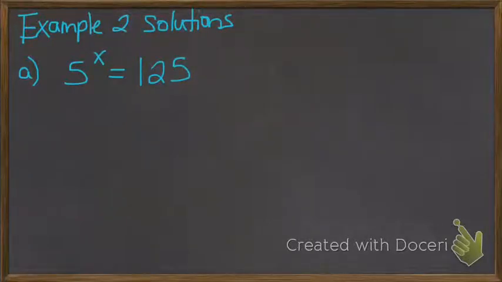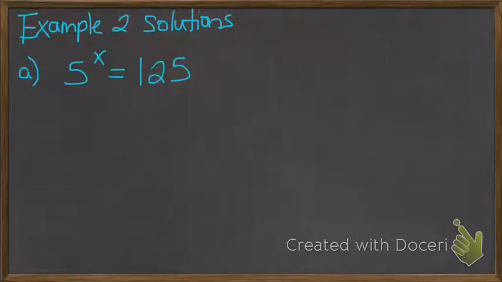So this is example 2. I'm going to show the solutions to the 3 exponential equations that have been posted. The first example is stating that 5 to the power of some number x is equal to 125. Now, the easiest way to solve for this is to simply use trial and error.